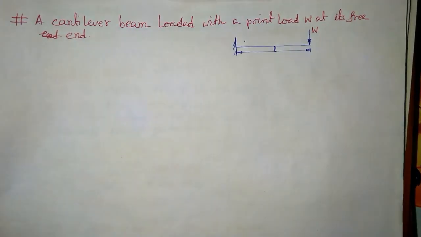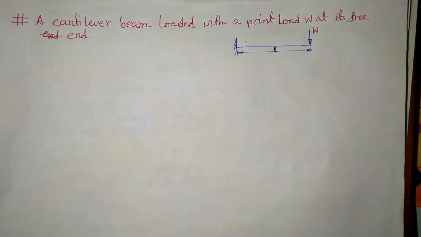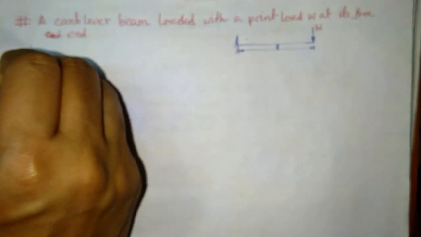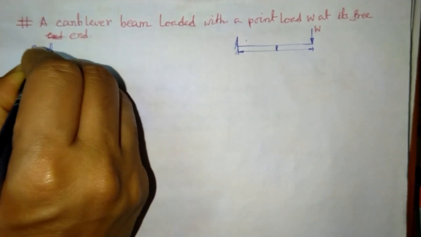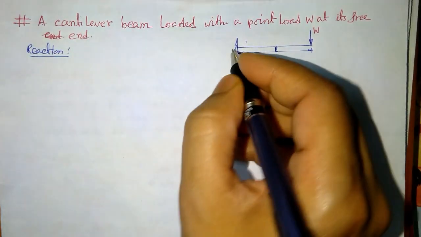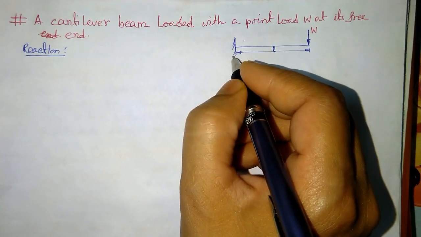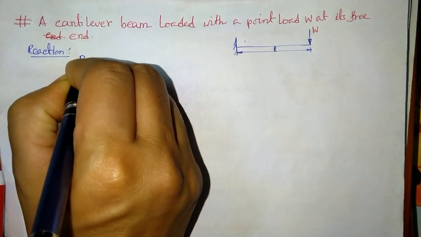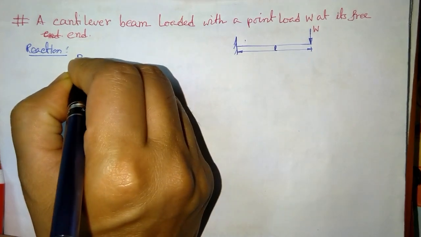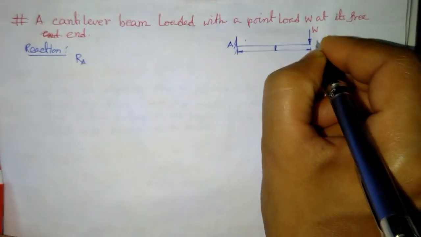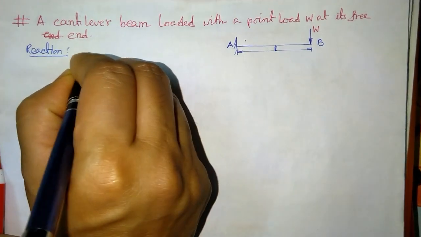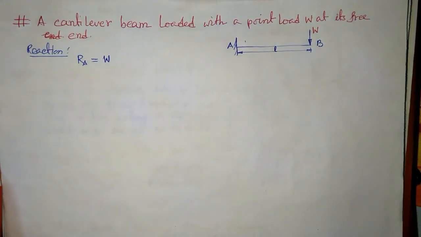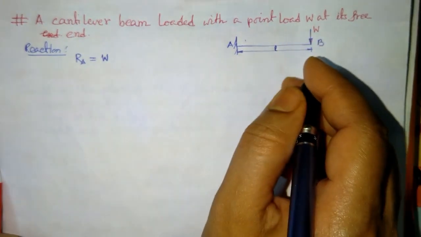Okay, so when we are going to find the shear force and bending moment diagram, the first task is to find the reactions. If I see, there is only a fixed support, so the support reaction will be only one, a vertical reaction at point A. If we mark this as A and this as B, we will get RA equal to W.